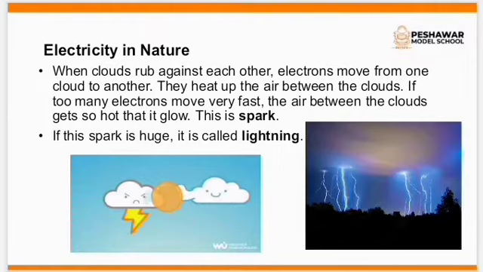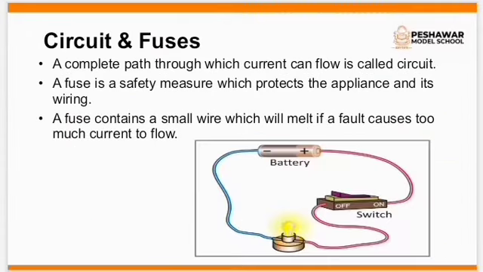If someone asks you, when we are talking about electricity in nature, lightning is an example of which type of electricity? You have to say lightning is an example of static electricity. Why? Because the clouds are rubbing against each other, and when we are talking about rubbing, we simply mean static, right?